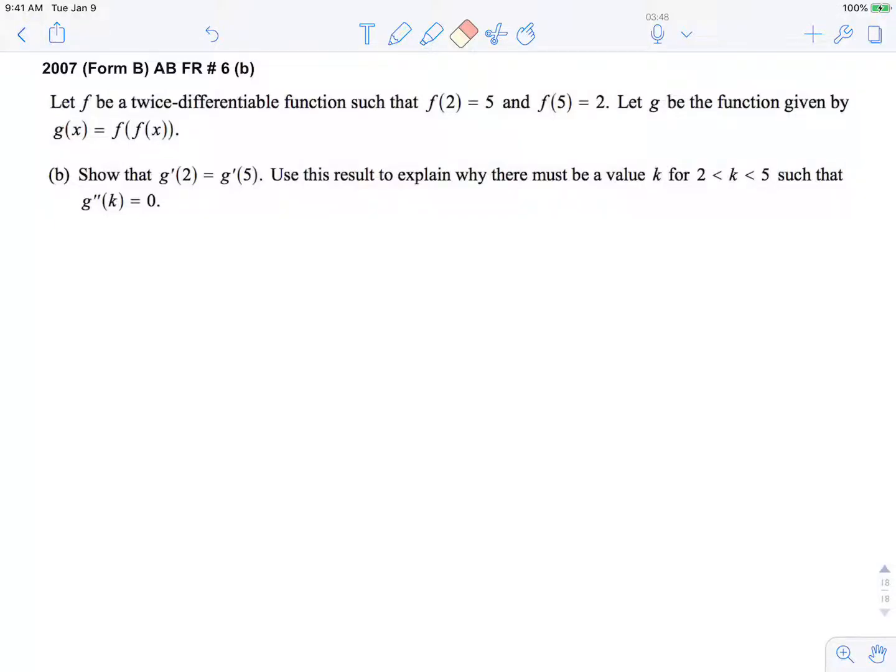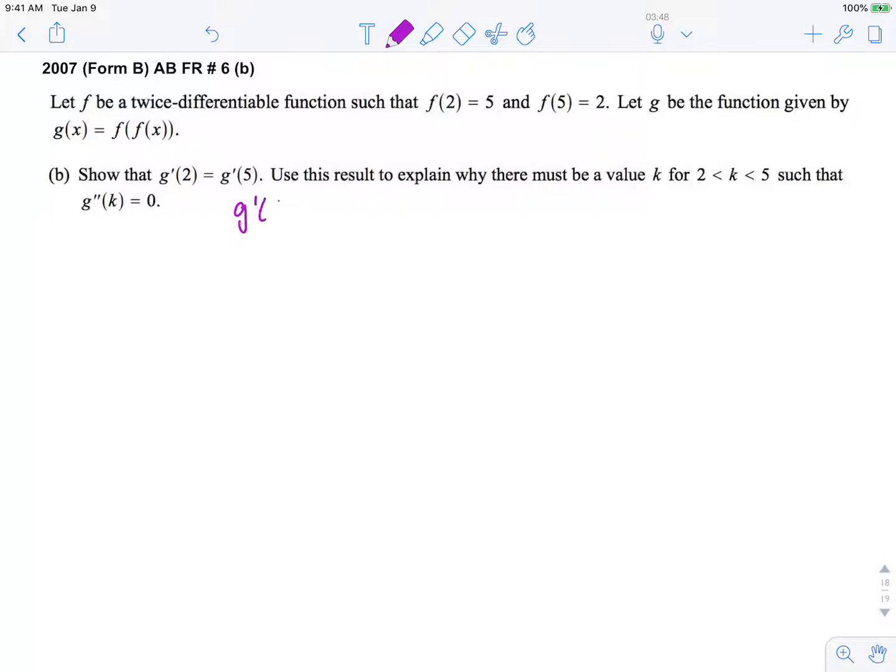So we started this AP problem in our previous notes on mean value theorem. Now let's get into part B. First, they want us to show that g prime of 2 equals g prime of 5. So let's just start by focusing on that first.